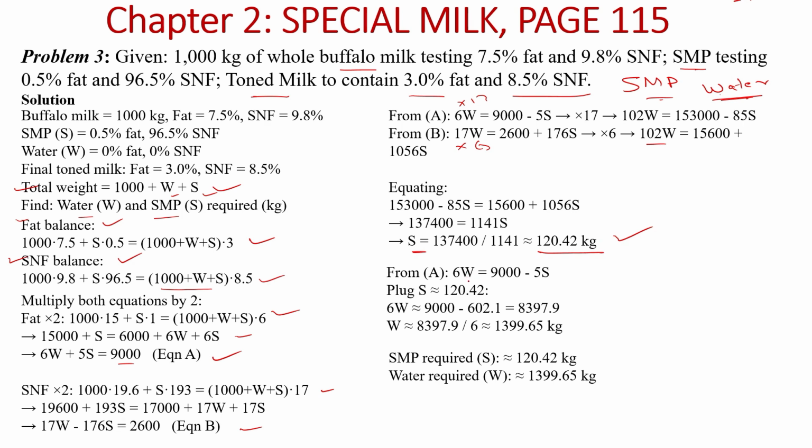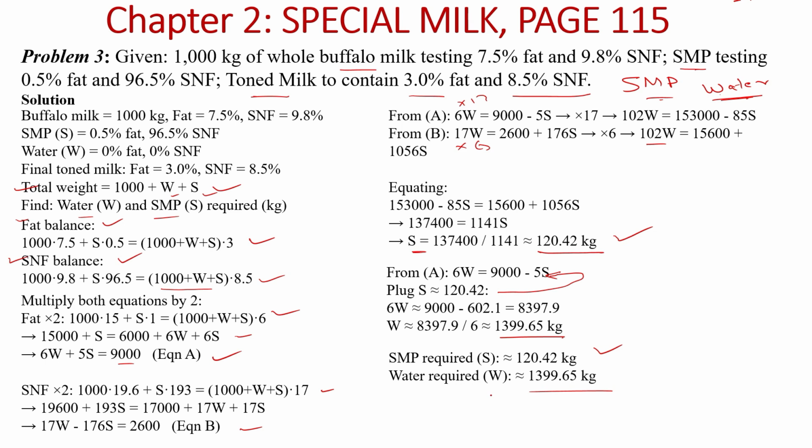And the amount of water required: if you put this value in this equation, we will have W equal to 1399.65 kg. So the SMP required is 120.42 kg, and the water required is 1399.65 kg. This way we have calculated how much SMP and water is required to have the final toned milk from buffalo milk, SMP and water, with 3% fat and 8.5% SNF.